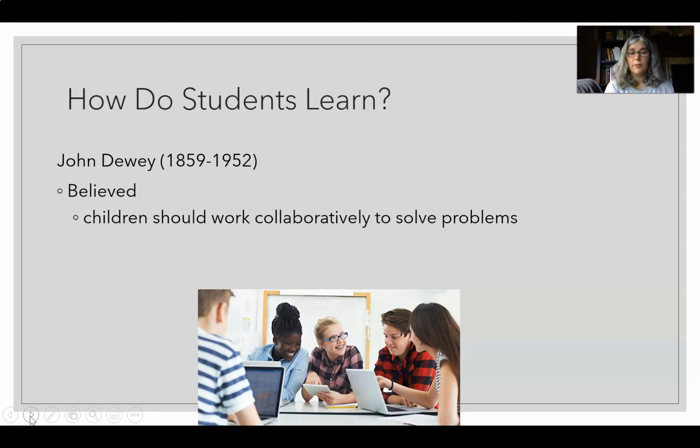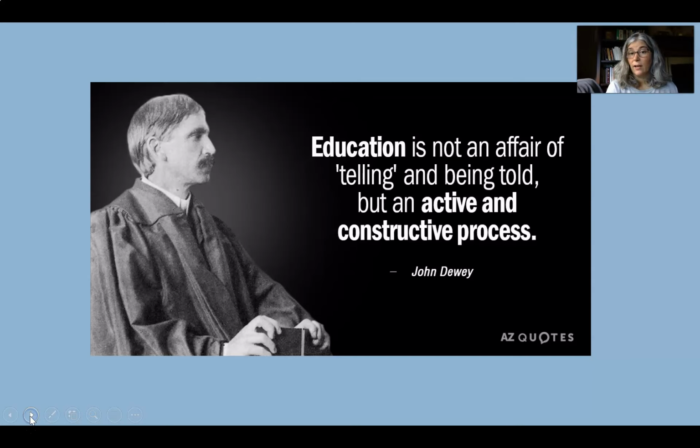So what did he believe? He believed that children should work together to solve problems, and that through group work, through collaboration and interaction, they could engage in higher level thinking. I like this quote of his: education is not about telling and being told, but it's where students need to be active in constructing their own ideas.